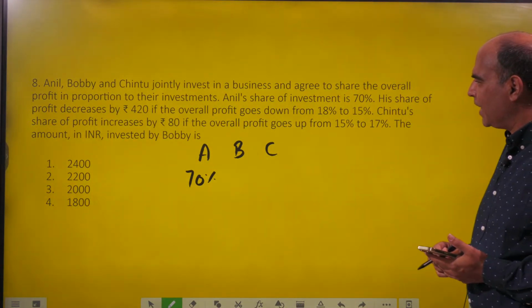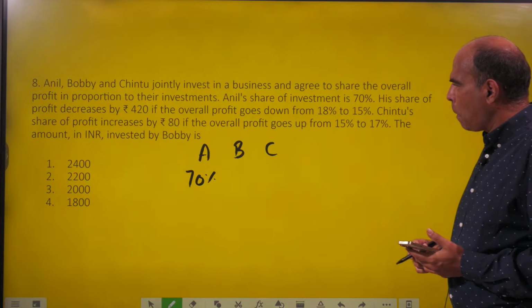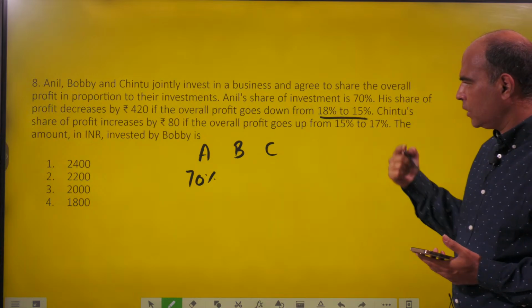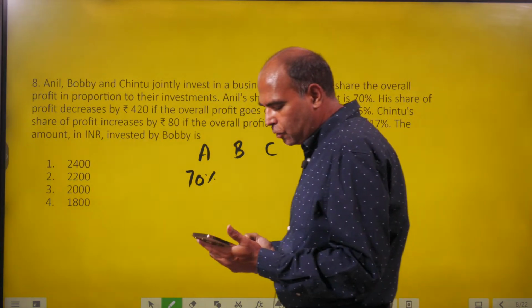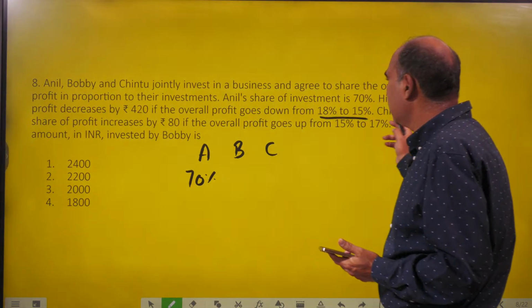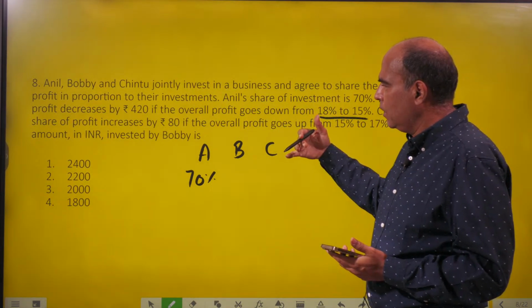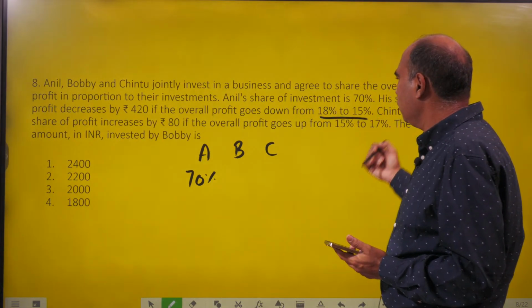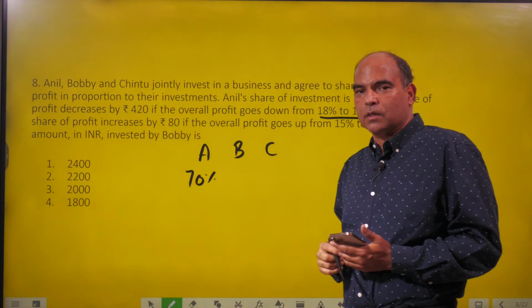His share of profit decreases by 420 if the overall profit goes down from 18% to 15%. Now this is something where you'll have to understand what they are telling you and where they are taking you. His share of profit decreased by 420 if the overall profit goes from 18% to 15%. So you have to make sense of this.